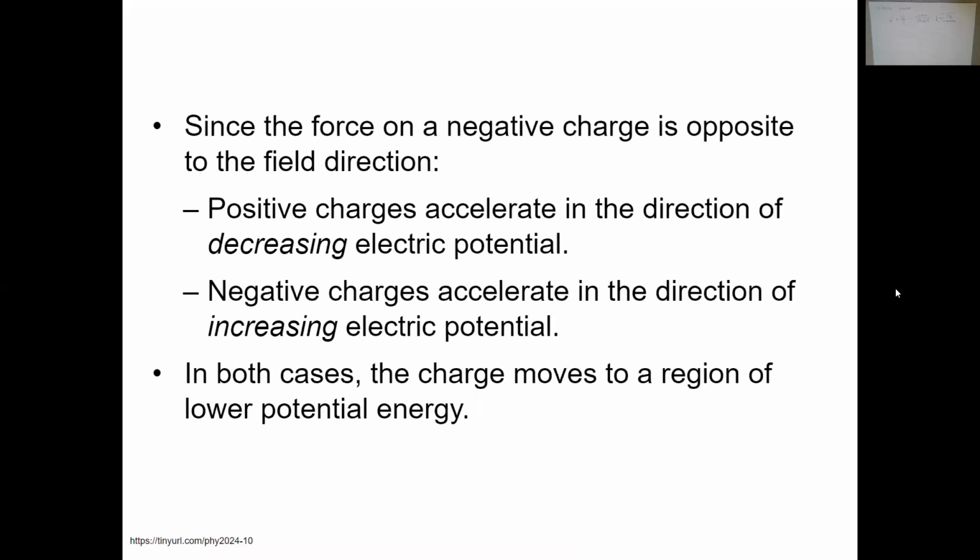Because there's a sign consideration here, you want to pay attention. For gravitational force, the mass is always positive, but here Q could be positive or negative. If Q is positive, the positive charge accelerates in the direction of the electric field, because the force is in the direction of the electric field, which increases the kinetic energy. So electric potential energy will decrease. A positive charge will move in the direction of decreasing electric potential.